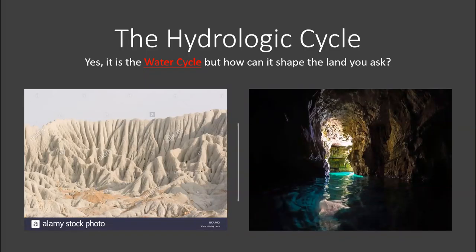The hydrologic cycle, yes, it is the water cycle, but how can it shape the land? Just click on that, and it will tell you. But you see here an absolute evidence of water erosion, right? Right here. Same thing here when you have caves like this. This is water that has done its work in here. And it's well explained there.